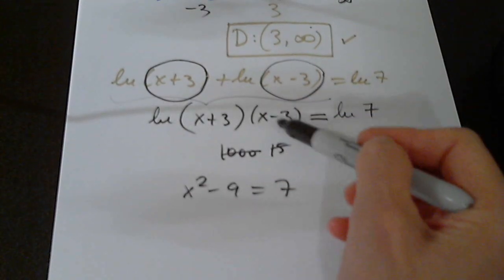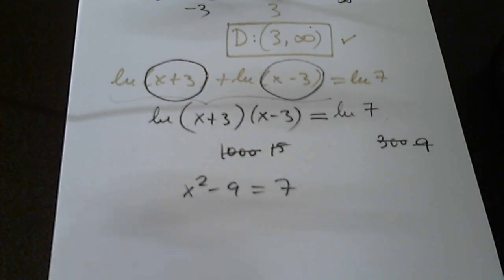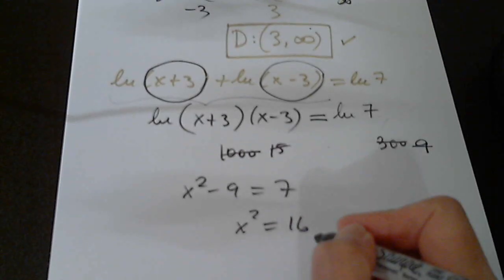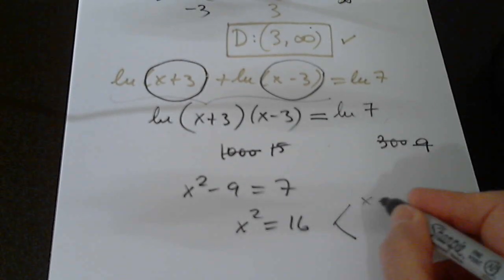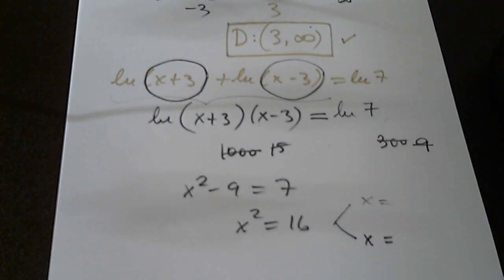If this quantity does not equal this quantity, the two logs can never equal each other. So this is x squared equals 16. And give me the two solutions, please. We move negative 9 to the other side. You either factor if you want or take square roots. And what do we get?